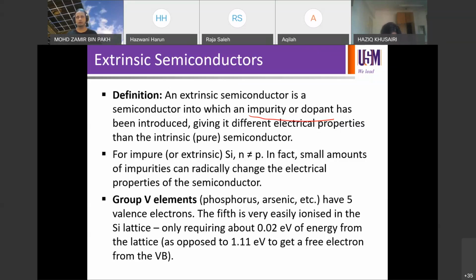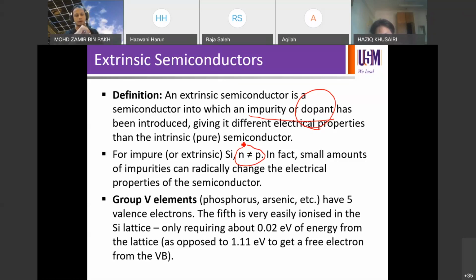On the other hand, we also have desired impurities, which are dopants, which will be introduced in order to alter the conductivity of your semiconductor, just like what we discussed in our first lecture. So it's been introduced, giving it different electrical properties than intrinsic. So you want to alter the electrical properties of your semiconductor. So for impure or extrinsic, in this case, n is no longer equal to p.